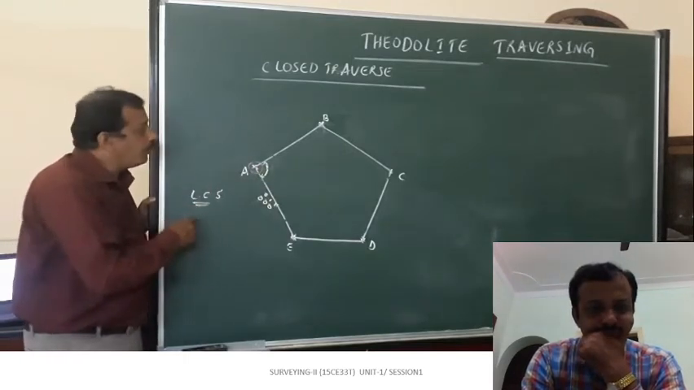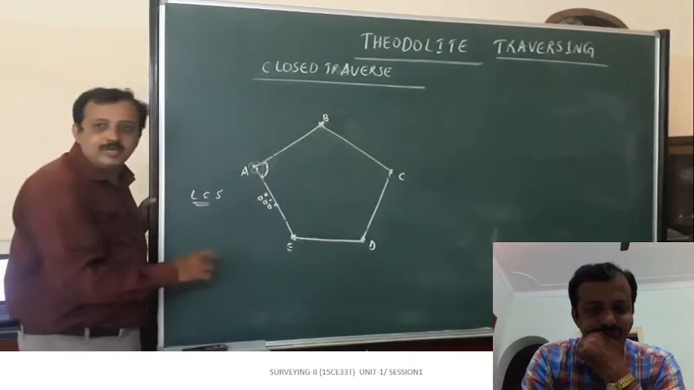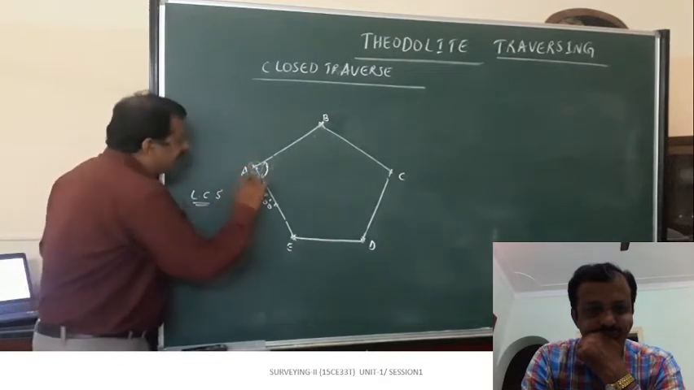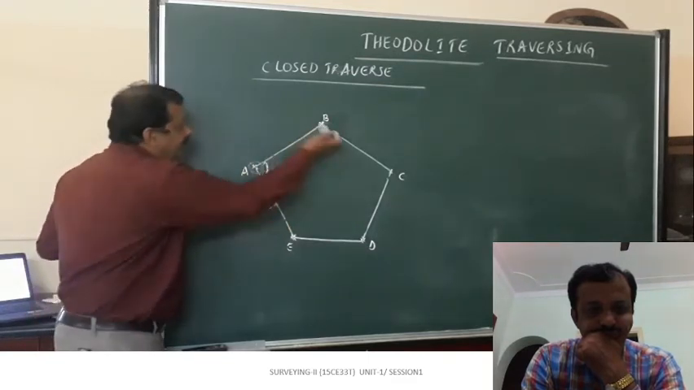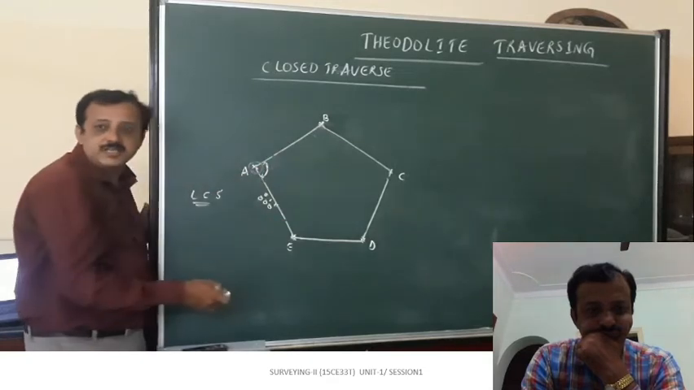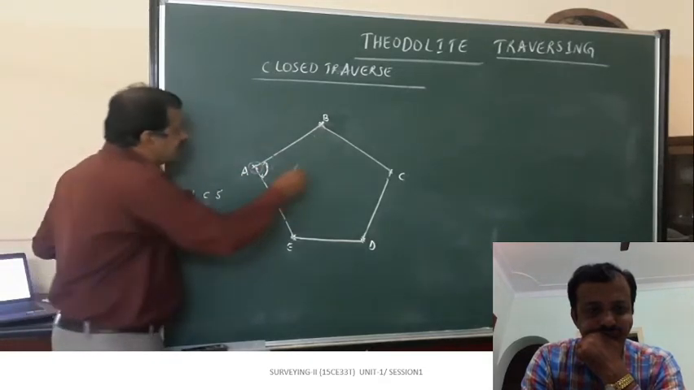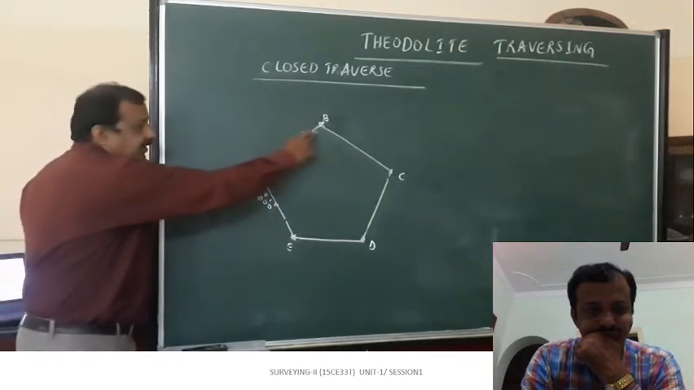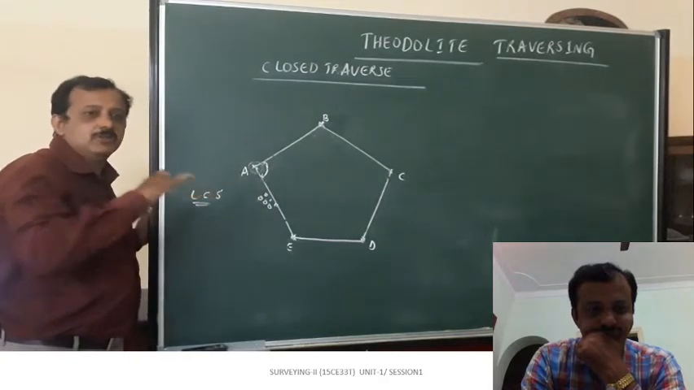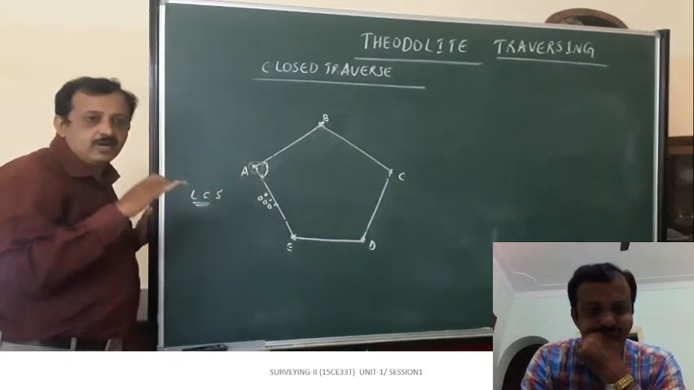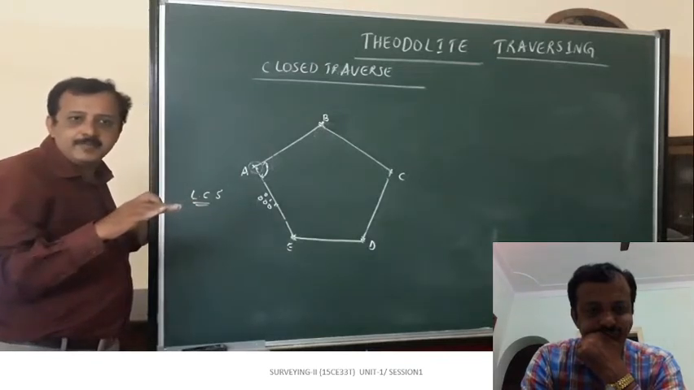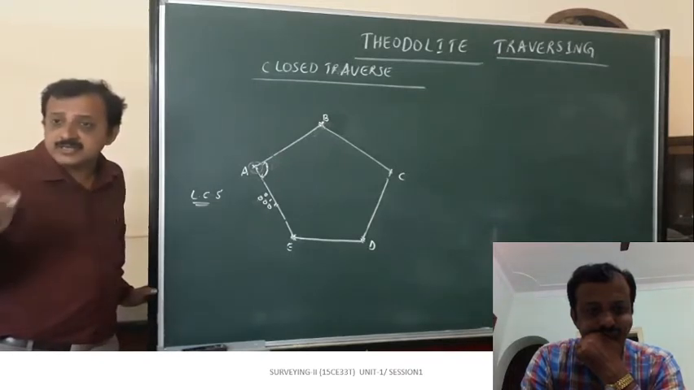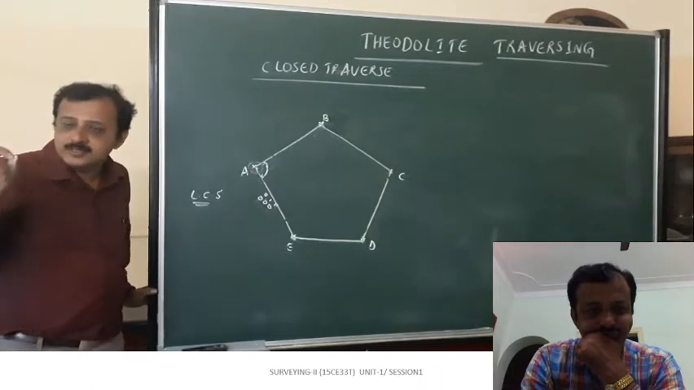Understood? How do you find out angle B? After finding out angle A, now shift the instrument to station B. Now at station B, do all temporary adjustments: centering, leveling, focusing. After doing all temporary adjustments, loosen the upper clamp screw and set the angle 0 degree, 0 minutes, 0 seconds.